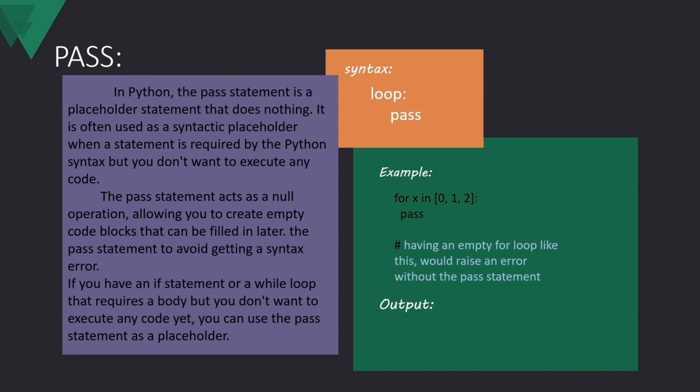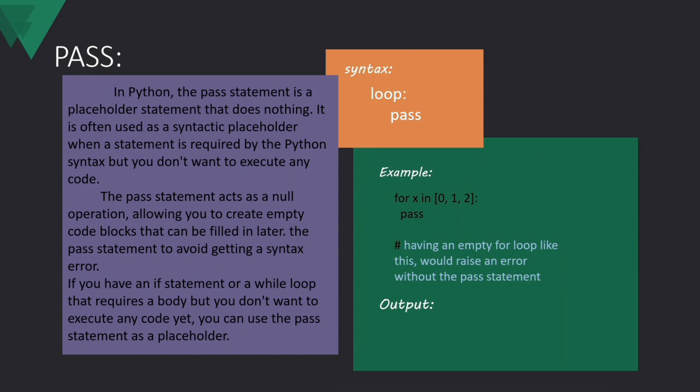For example, let us take a variable called x. If x is in the list 0, 1, 2, we have to enter the for loop. It has a pass statement. Having an empty for loop like this would raise an error without the pass statement. Now we don't get an error, the output will be nothing.